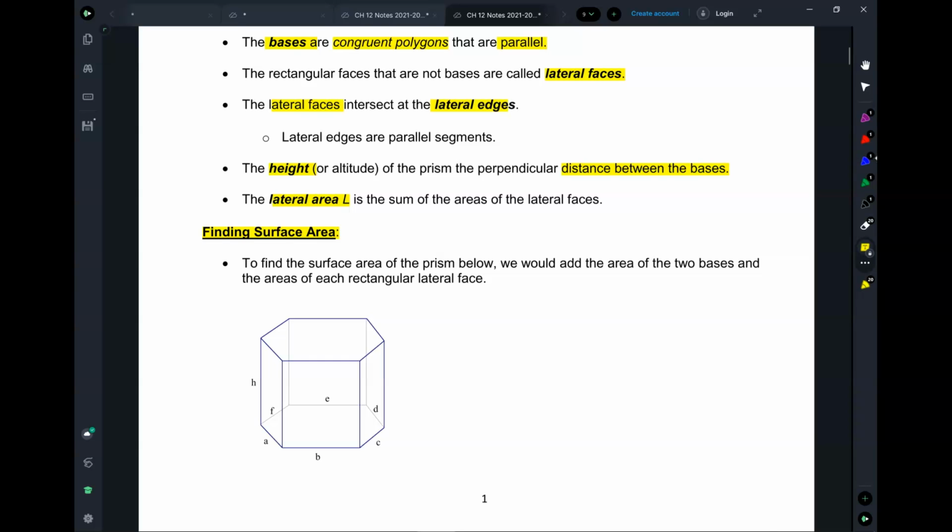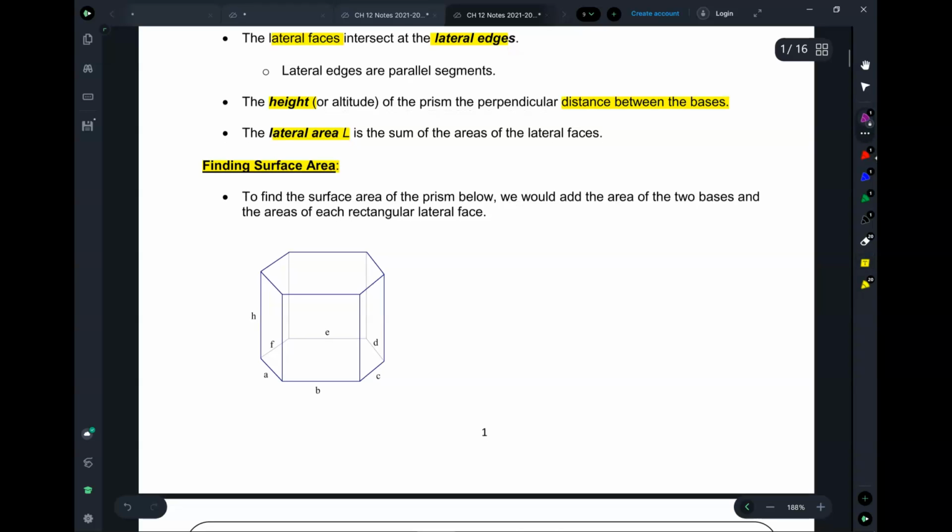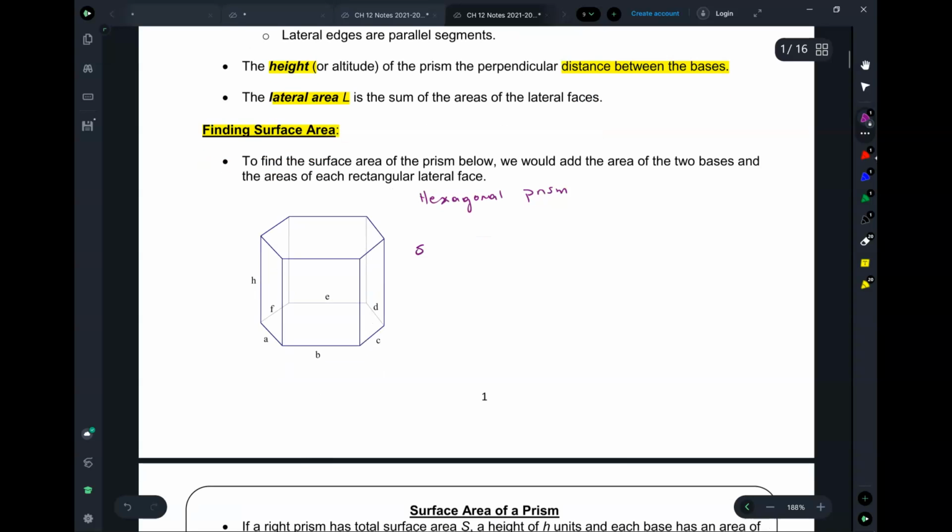All right, so how am I going to find the surface area of this? First, you have to identify what shape this is. These are the bases and they're hexagons. So this is a hexagonal prism. That's going to determine how you go about this. Okay, so the surface area is equal to what? First of all, if this is a regular hexagon, I know how to find the area of that, right? It's half times apothem times perimeter, right?